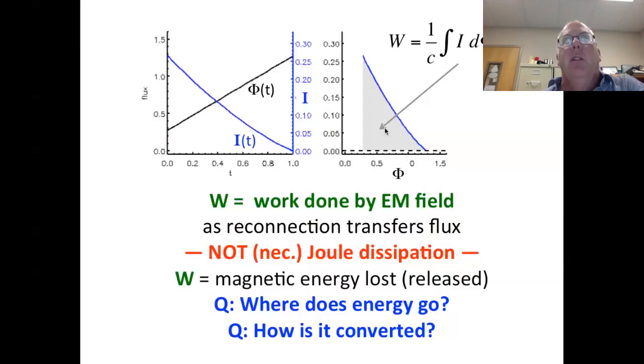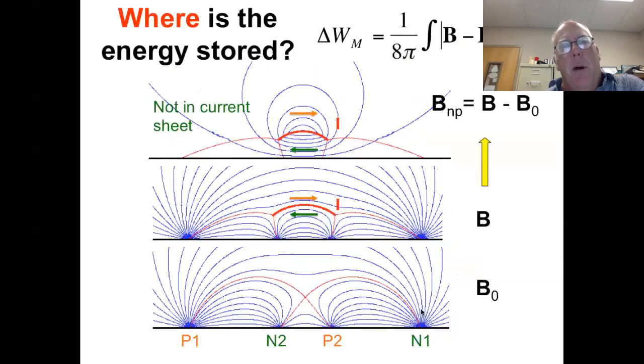Mostly it turns into kinetic energy moving this plasma around. But that's just a spoiler. We're going to ask the question, what happens to it? Where does it go? And how is it converted maybe into other forms that are even more commonly associated with flares?